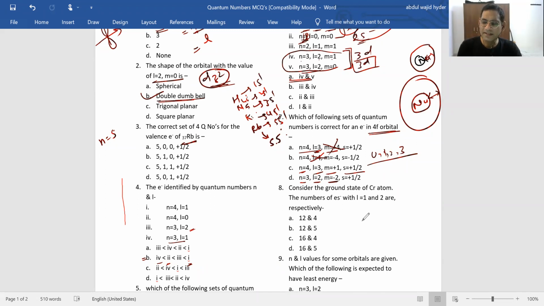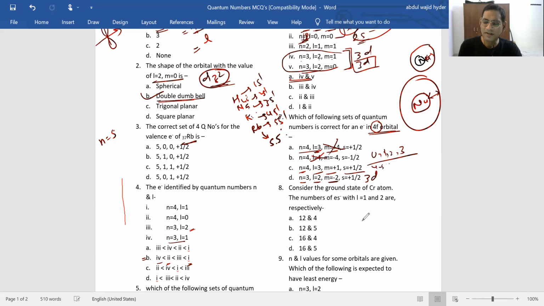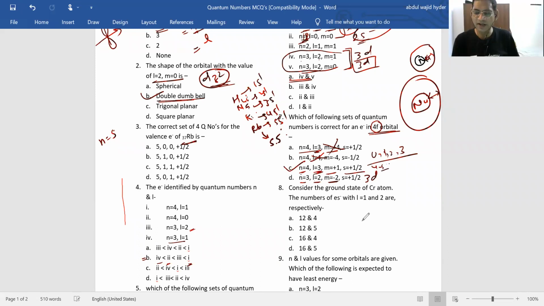Oh, sorry. They are asking about 4F now. This is 3D and this is 4F. So this one is the right one. L is equal to 3 is F. So 4F, that's the answer.